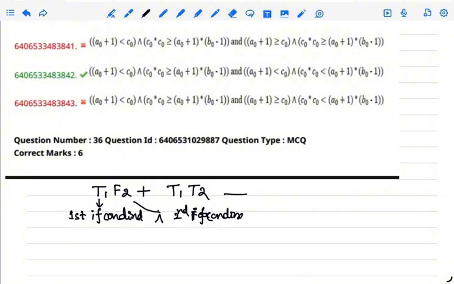So this one is the first if condition and the second if condition. Both are true. This one true, this one true. This one false, this one true.